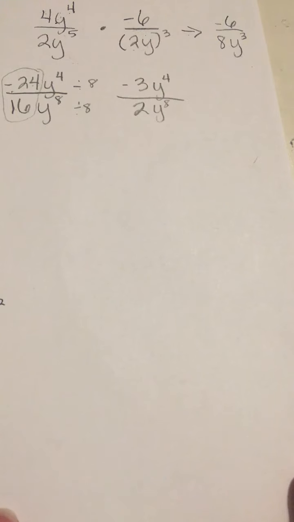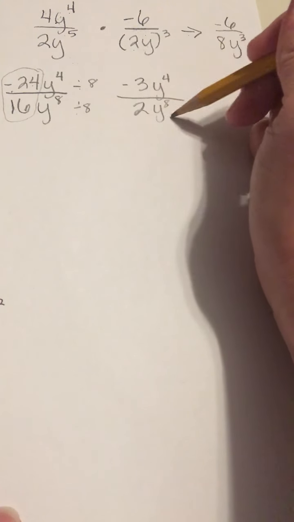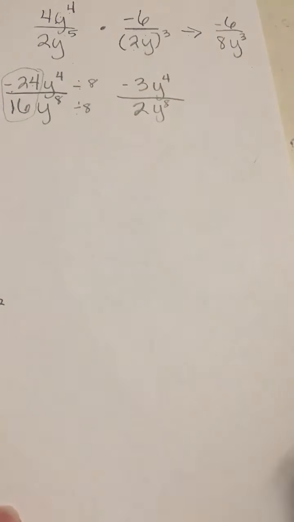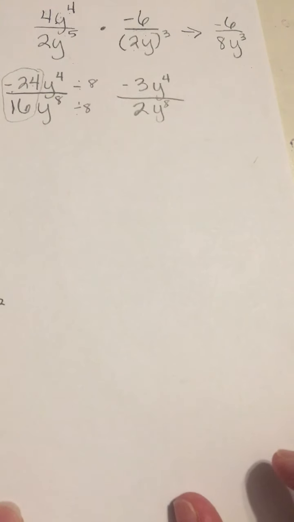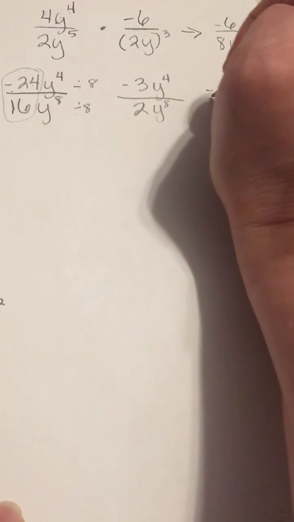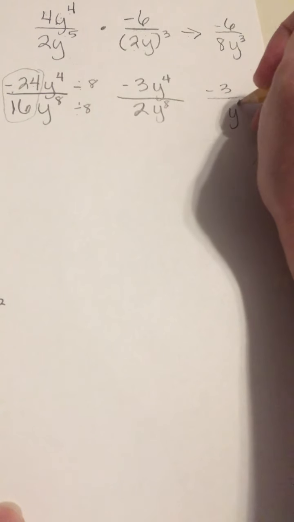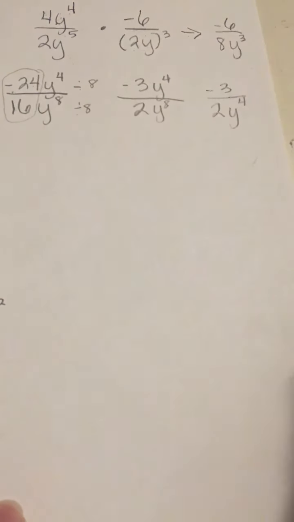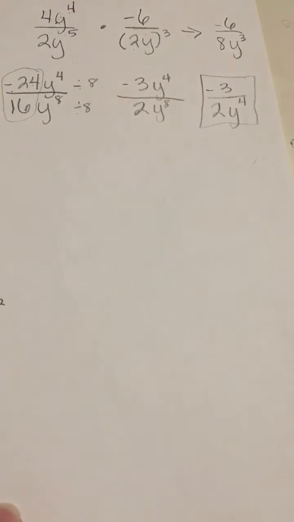And then let's look at our exponents here. I've got y to the fourth and y to the eighth. Well, remember, you can subtract the exponents, but where are my extra y's going to be? They're going to be on the bottom. So I'm going to have 8 minus 4. I'm going to have 4 y's left on the bottom. And then I've got my 2. So my answer is going to be negative 3 over 2y to the 4th.